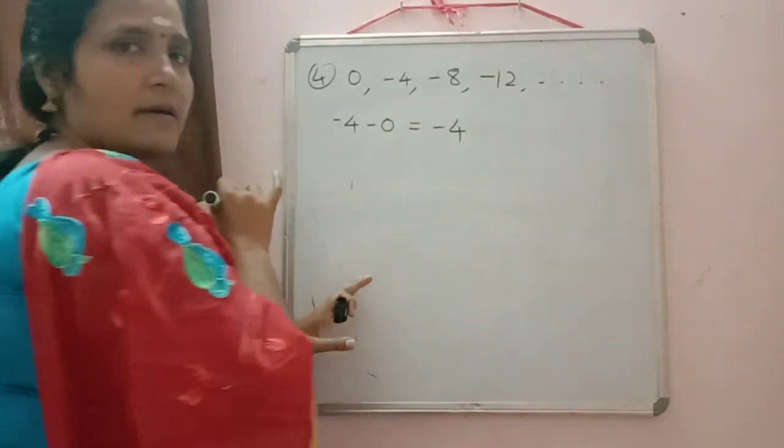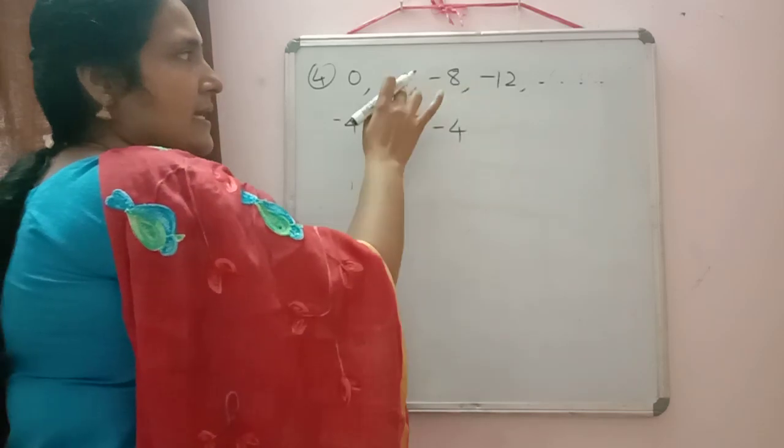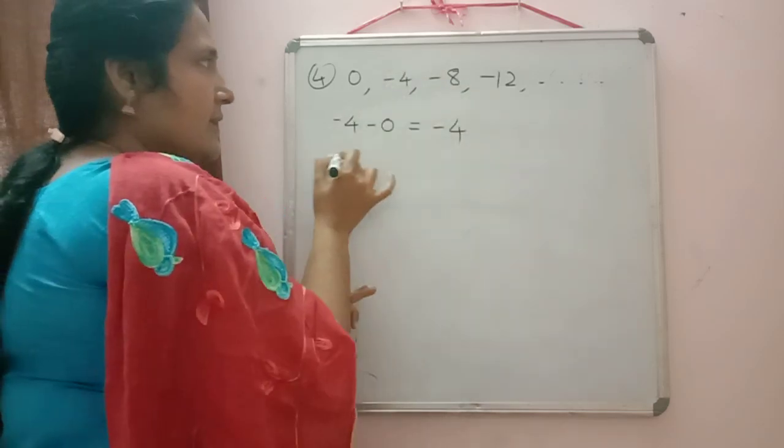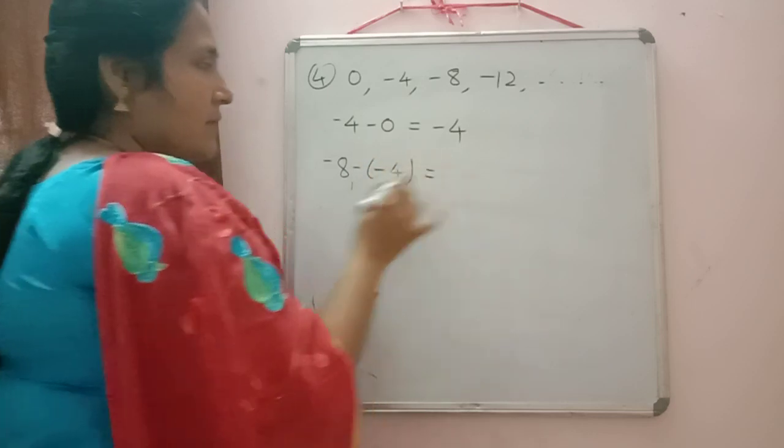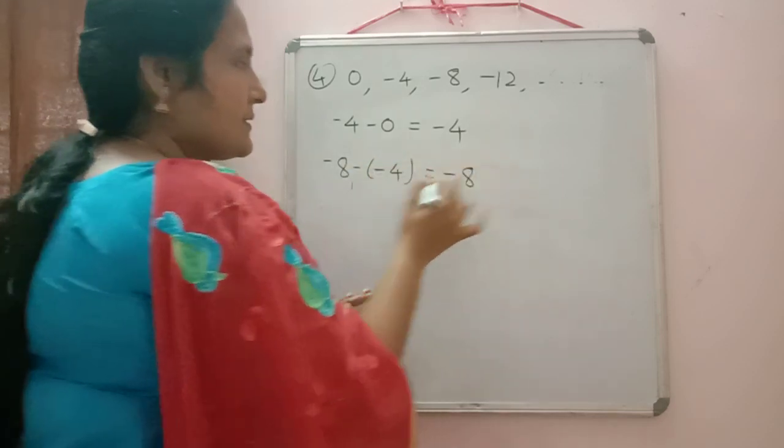Yes, minus 4. Now we will do third term minus second term. Minus 8 minus minus 4. So it will be equal to minus 8.